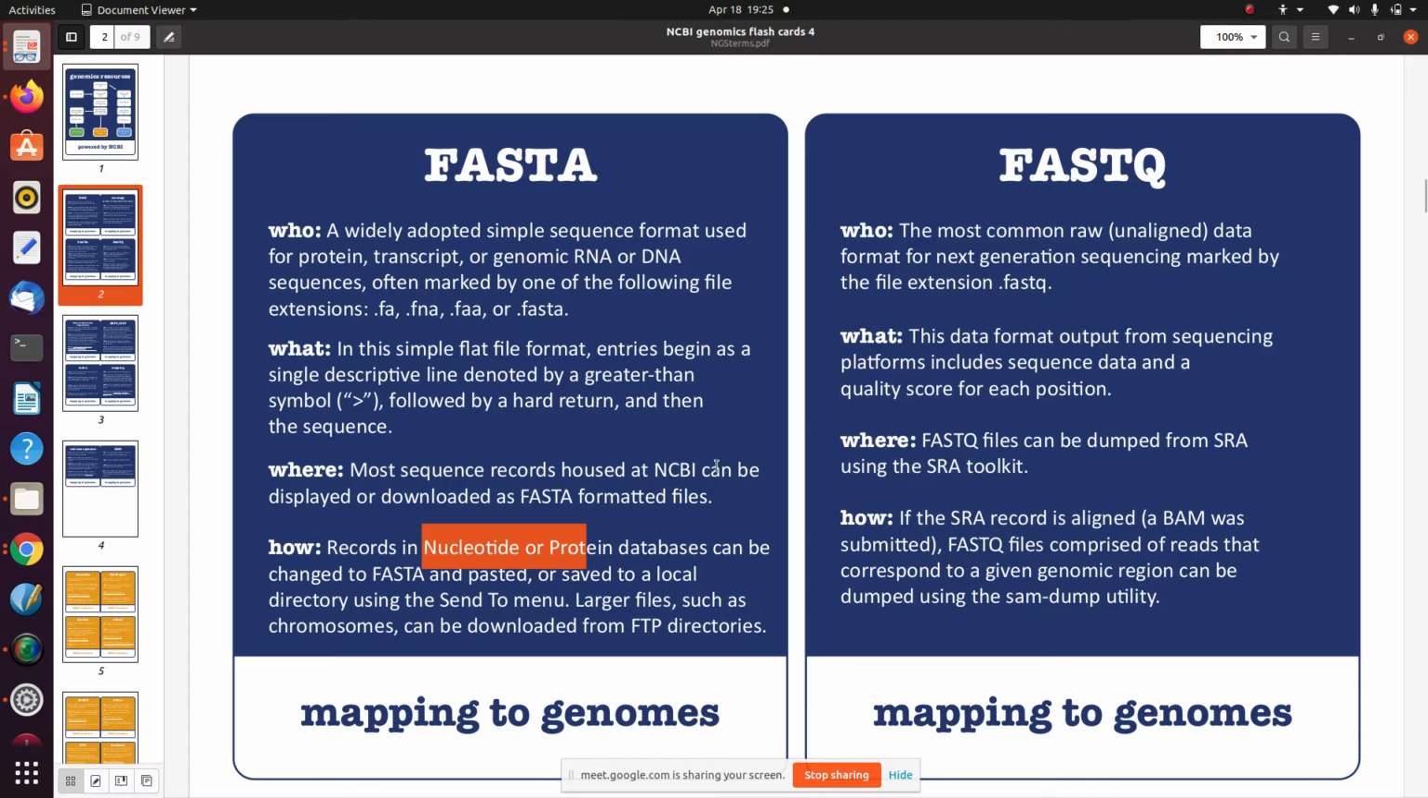Yes. So now coming to FASTQ. What is FASTQ? The most common raw, unaligned data format for next-generation sequencing, marked by the file extension .fastq. This data format output from sequencing platforms includes sequence data and the quality score for each position. FASTQ files can be dumped from SRA using the SRA toolkit. If the SRA record is aligned, a BAM or submitted, FASTQ files comprised of reads that correspond to a given genomic region can be dumped using the SAM dump utility.